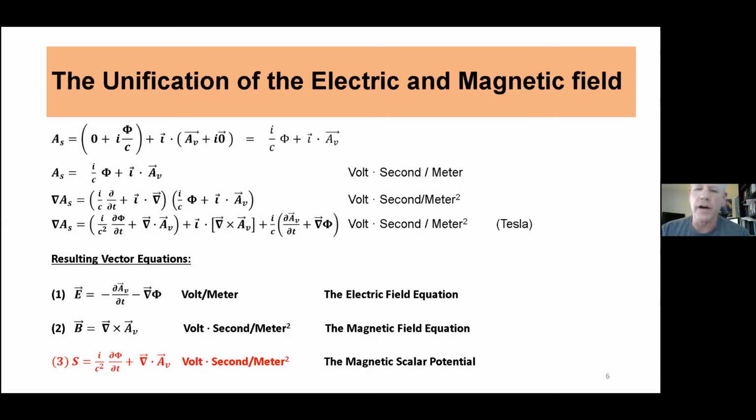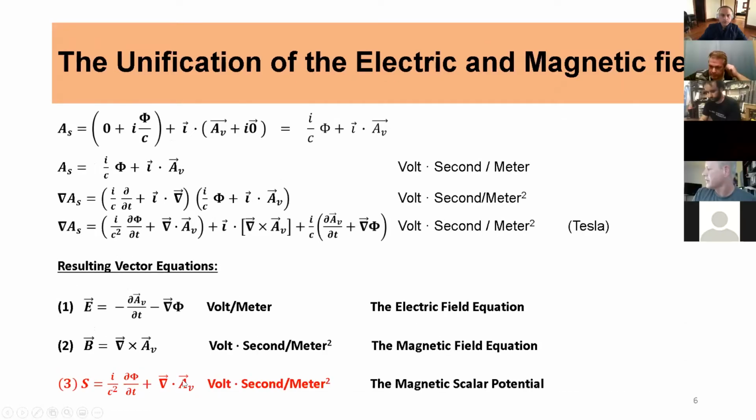This basically unified the equations, and what this resulted in was the view that the magnetic field is not a separate field from the electric field. It's just another aspect of the electric field. But the problem with his derivation is he generated this third equation, which is called the magnetic scalar potential. And this has some effects. It still has the same magnetic vector potential.